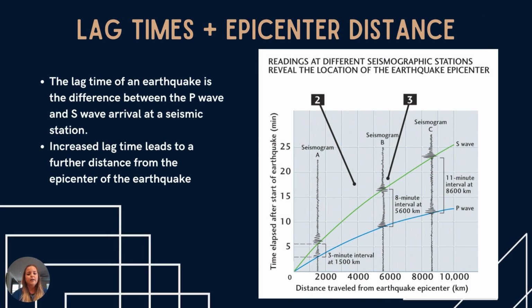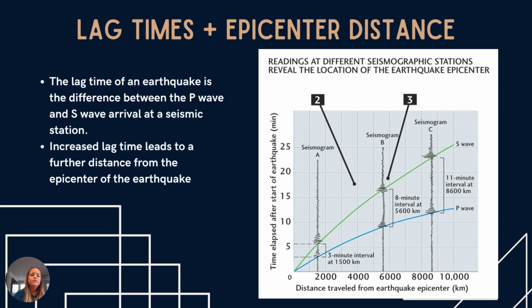And so the lag time will tell you something about how close you are to the epicenter and how strong your earthquake was. If you look at these 3 different seismograms, A, B, and C, they are plotted on this PS curve relationship chart. The 11-minute interval is further from the epicenter than, for example, the 3-minute interval lag time for seismogram A. Between A and C, there's a big difference there, right? And the distance is shown from the epicenter: with that increase in lag time, you have an increase in distance traveled from the epicenter.